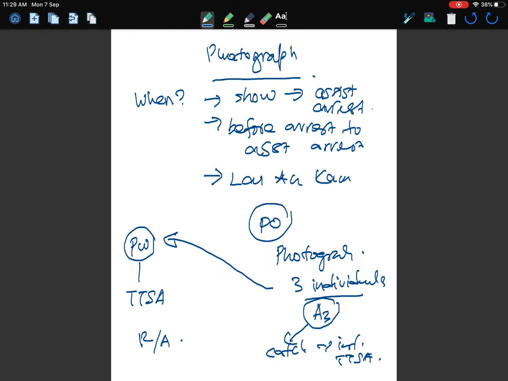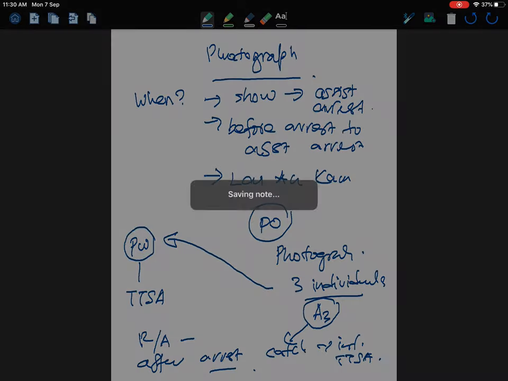Now if the showing of photograph is actually given before arrest to assist arrest, then the showing of photograph can be relevant and admissible. So the law is that the photograph cannot be used as evidence in the court if it is for the purpose of after arrest. Meaning you have already arrested the accused person, then you show the photograph. The law says you cannot do that. So that would be number one. So when do you use the photograph? As a form of identification.